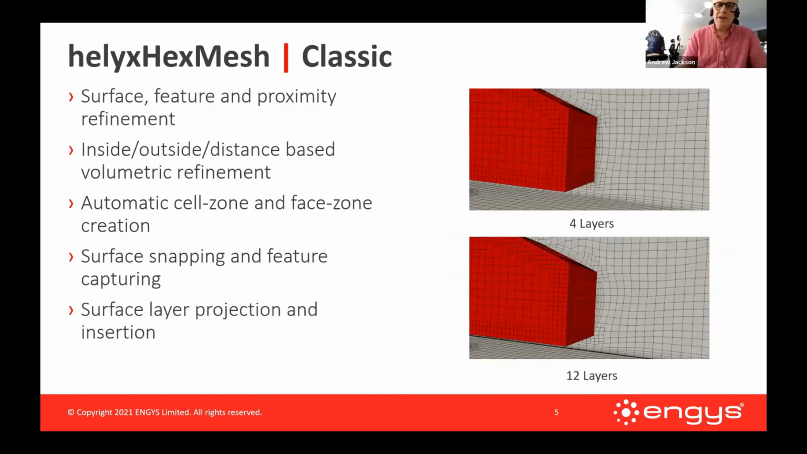So I'm going to quickly go over Helix Hex Mesh in what we call classic mode, which is very similar to Snappy Hex Mesh. So we have all the features that probably people who use Snappy Hex Mesh are used to: surface, feature, and proximity-based refinement, and then inside, outside, and distance-based volumetric refinement, and all the features for capturing cell zones and face zones. Then the snapping and feature capturing stages are available, and also if you want to add layers, the layer projection method is available.